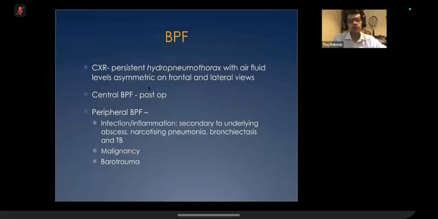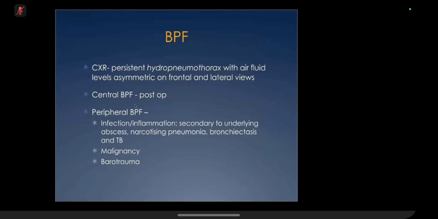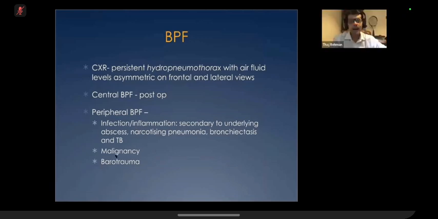Central bronchopleural fistula is usually post-op. Peripheral bronchopleural fistula can be from infection or inflammation secondary to underlying abscess, necrotizing pneumonia, bronchiectasis, and TB. It can also be a mass, a malignancy that undergoes necrosis and breaks into the pleural space, or it can be barotrauma, where the lung explodes and forms a fistula into the pleural space.